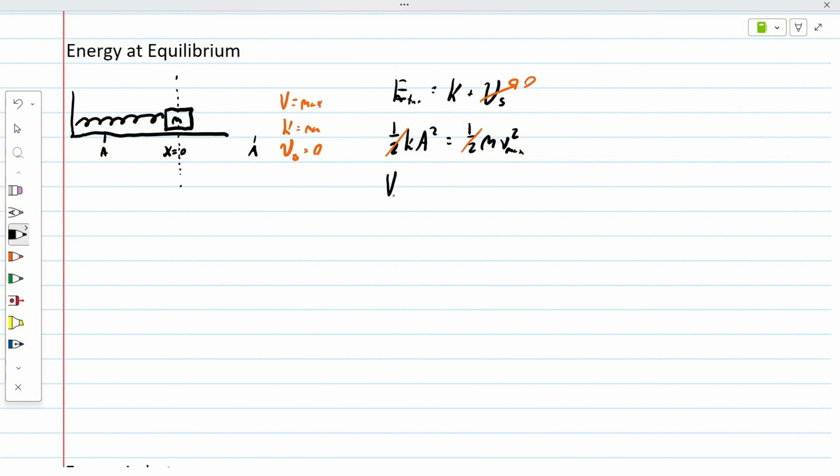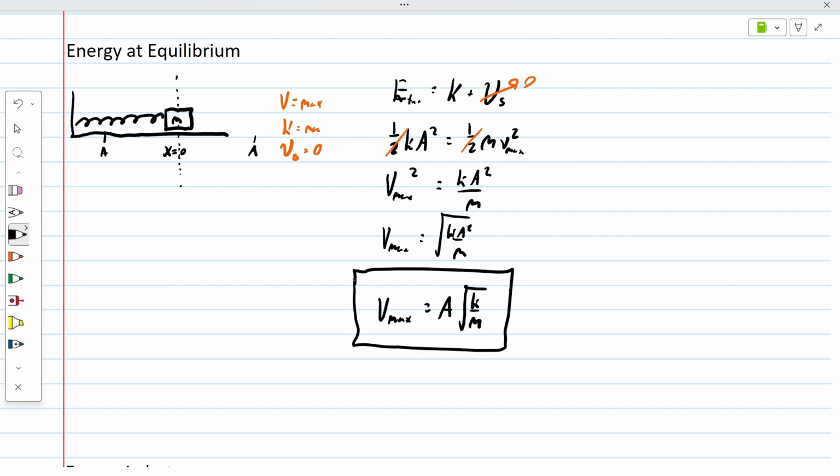So we have v max squared equals k a squared over m, and so we can take the square root and get that v max is equal to the square root of k a squared over m. And so we can pull an a squared out and take the square root to get v max is equal to a times the square root of k over m. And so that's our second equation that we derived. So now we can use this to find the v max of any situation if we know what the amplitude is, the mass, and spring constant.